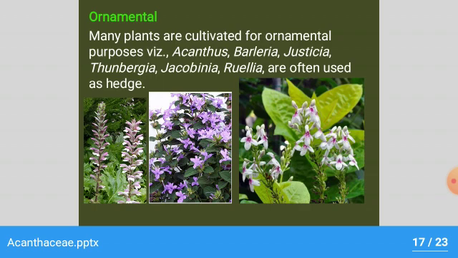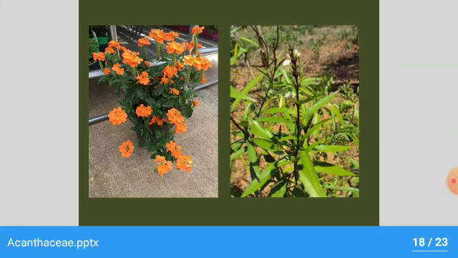And some of them are used as ornamentals. Acanthaceae, Barleria cristata and Justicia, Thunbergia, Jacobinia. Then Ruellia are often used as hedge plants. See, the Crossandra undulifolia and Justicia are used as ornamental plants, and Justicia adhatoda is also used for ornamental purposes.